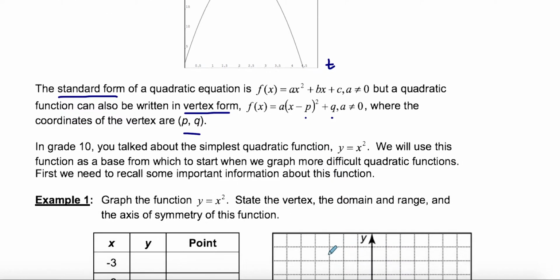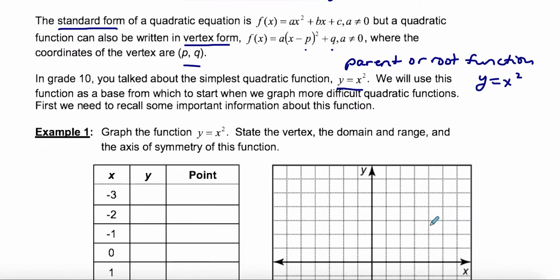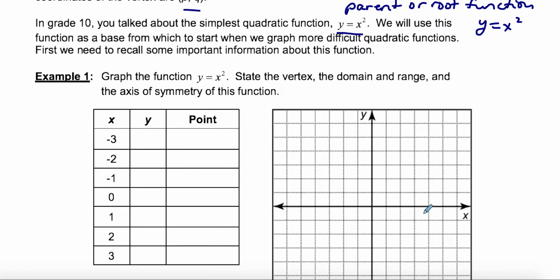Also in grade 10, you might remember talking about the simplest quadratic function, which is y equals x squared. That is our parent function or our root function. So first, let's just look at that, because in order to make transformations, which is what this unit is about, we have to remember how to graph this simplest quadratic function. So we can start with values -3 for x, -2. Maybe we only need to start with -2, -1, but we'll have -3 in there as well.